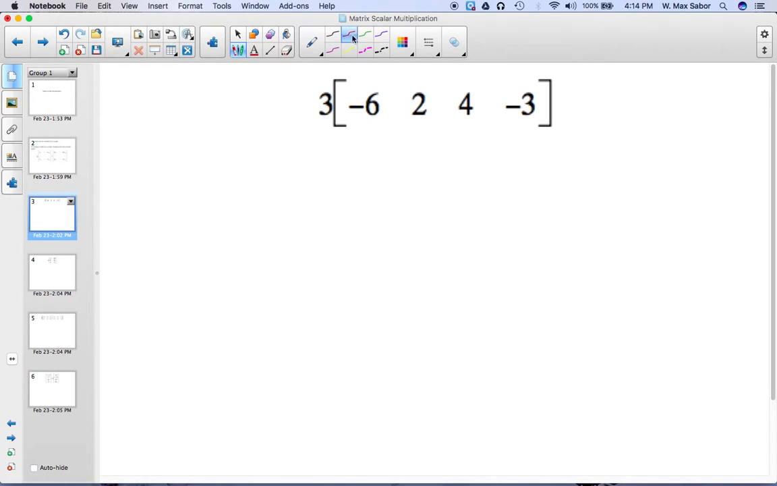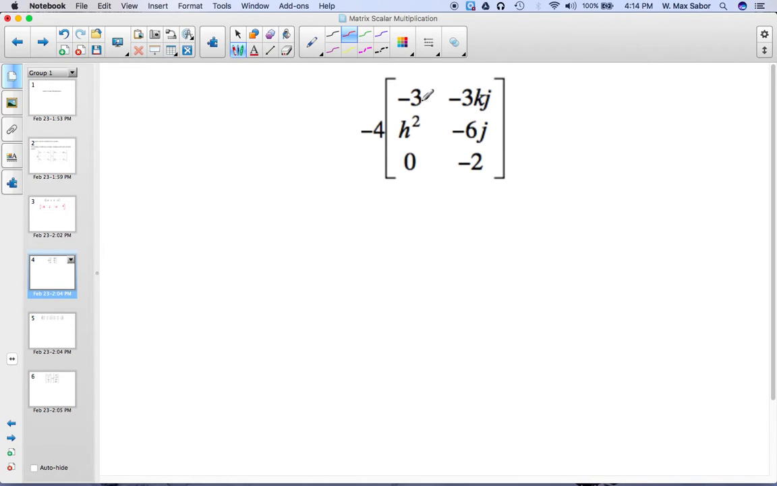So here, we're going to just multiply the positive 3 to each of these. So 3 times 6, 3 times 2, 3 times 4, 3 times negative 3. And that's the product of 3 and this 1 by 4 matrix.